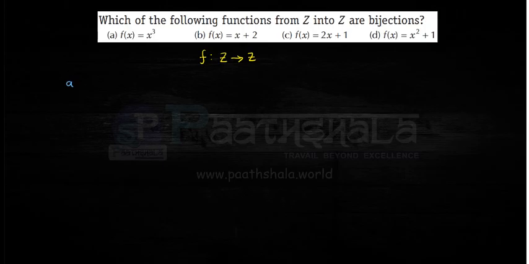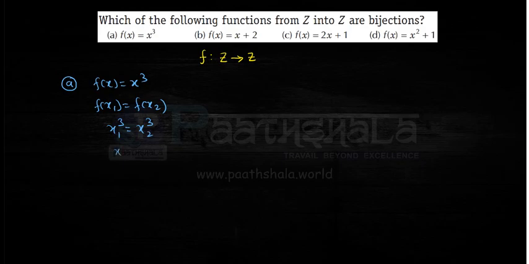So the very first option we will discuss, that is f(x) equals x cube. For one-one we need to consider f(x1) equals f(x2). We can write x1 cube equals x2 cube. So here we can see x1 cube equals x2 cube only when x1 equals x2. So hence this function f(x) equals x cube is a one-one function.